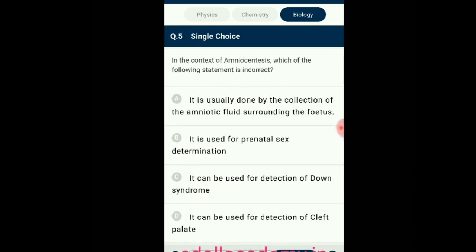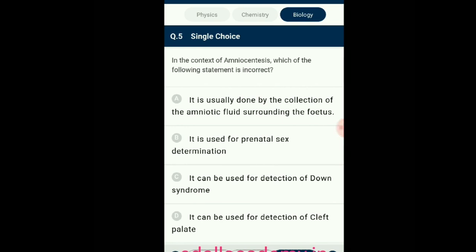Question number 5. In the context of amniocentesis, which of the following statements is incorrect? Statutory ban on amniocentesis for sex determination is to legally check the increasing menace of female feticides. In amniocentesis, some of the amniotic fluid of the developing fetus is taken to analyze the fetal cells and dissolved substances. This procedure is used for tests for presence of certain genetic disorders such as Down syndrome, hemophilia, sickle cell anemia, etc. and to determine the survivability of the fetus.